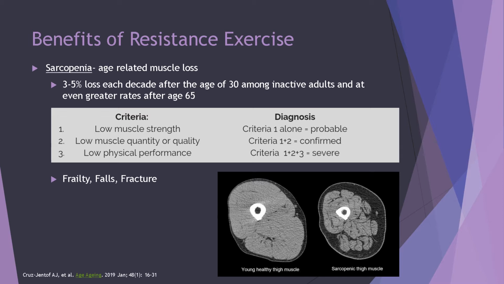We expect a 3 to 5% loss in muscle mass each decade after the age of 30 among adults who are not physically active. And then after the age of 65, we expect to see muscle loss at even greater rates. So how do we quantify this in the clinic? How do we identify patients as having this issue?